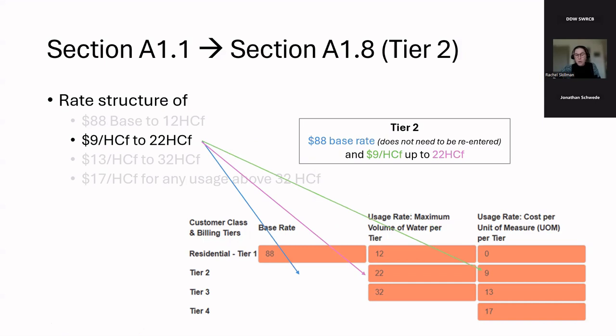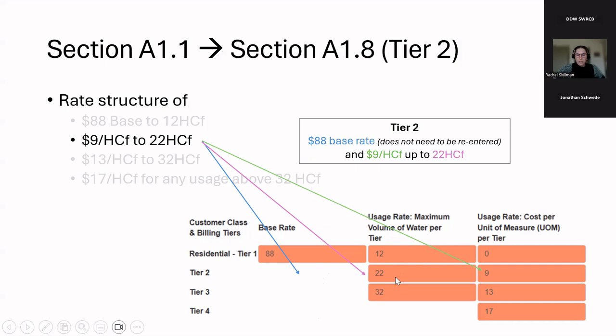Then for tier 2, we still have this $88 base rate, but the way that the table will appear specifically for section A 1.8, if you select this very common rate structure of base rate fixed and usage rate variable, we've made it so that you won't actually see these boxes. So you won't feel like you need to enter anything. And we'll talk a little bit later about why that might not be the case in some instances. But for this specific rate structure, you don't need to re-enter your $88 base rate in any of these tiers, because this 88 applies to all of these tiers.